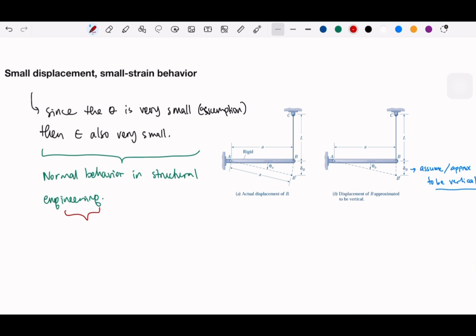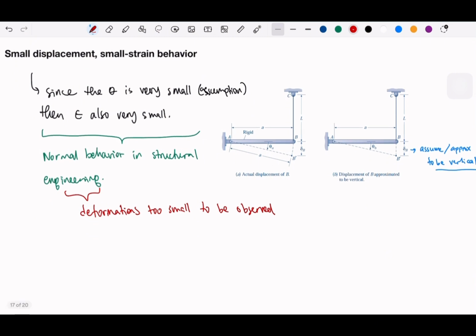And this is something where we say the deformations are too small to be observed. For example, the strain is in the order of 0.0001, for example. That's quite small, or less. I think 0.001 or less is also considered small. Okay.